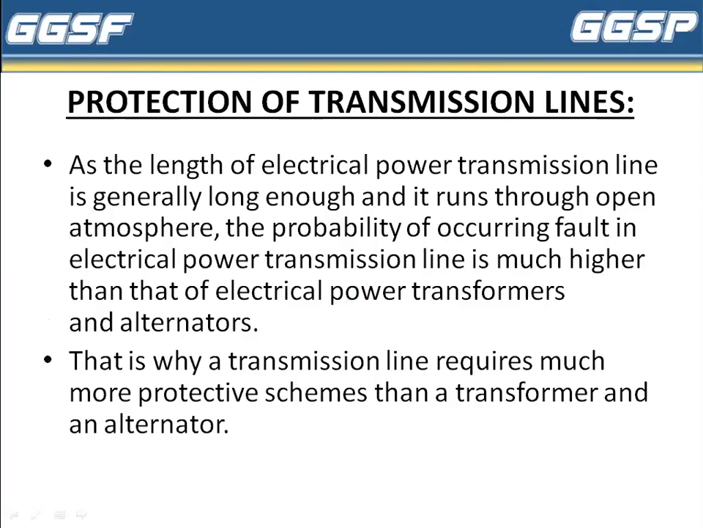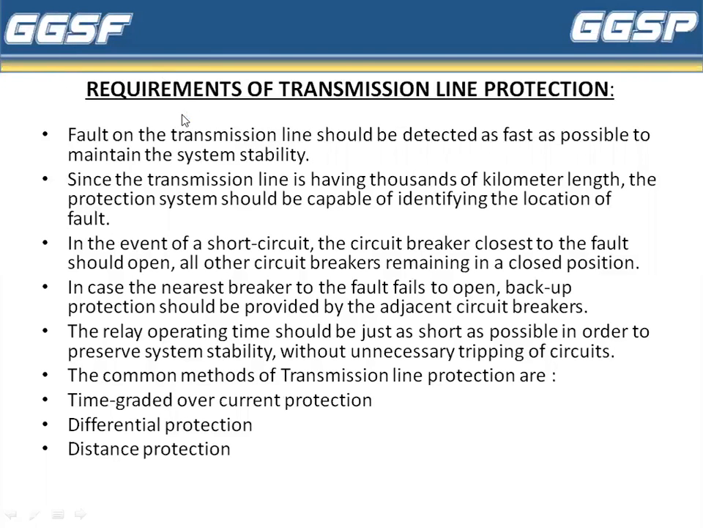Protection of transmission lines. As the length of electrical power transmission line is generally long enough and it runs through open atmosphere, the probability of occurring fault in electrical power transmission line is much higher than that of electrical power transformers and alternators. Requirements of transmission line protection. Fault on the transmission line should be detected as fast as possible to maintain the system stability. Since the transmission line is having thousands of kilometer length, the protection system should be capable of identifying the location of fault. In the event of short circuit, the circuit breaker closest to the fault should open, all the other circuit breakers remaining in a closed position.